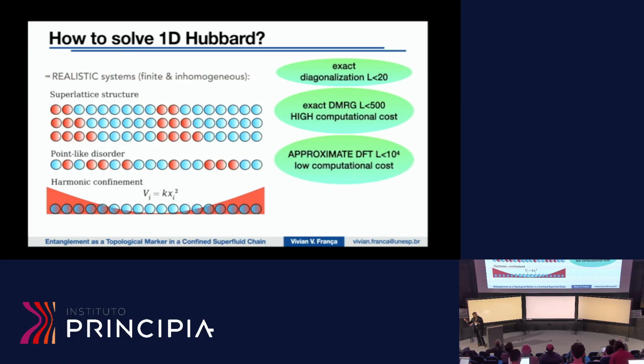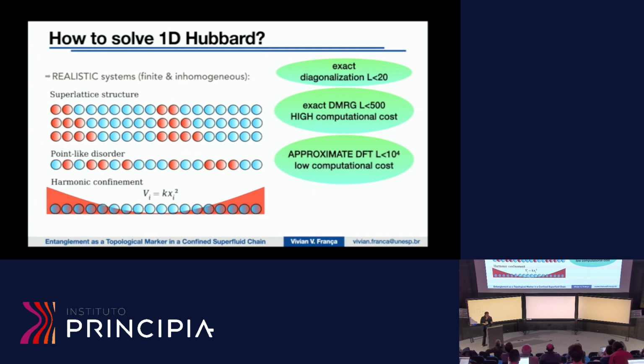Of course, there are several other approximated methods to work with the 1D Hubbard model, but I'm mentioning here one of the approximated ones, which is what we use, the density functional theory approach. With this, clearly we have an approximation. The quality of this approximation depends on the property you are looking at, and also which kind of functional you have used within the approach, related to those parametrizations that were in the slide before.